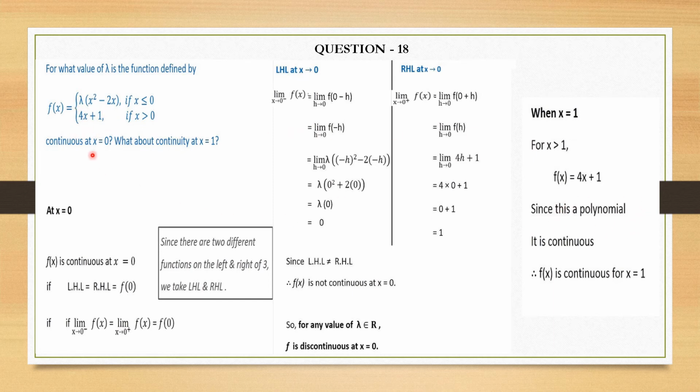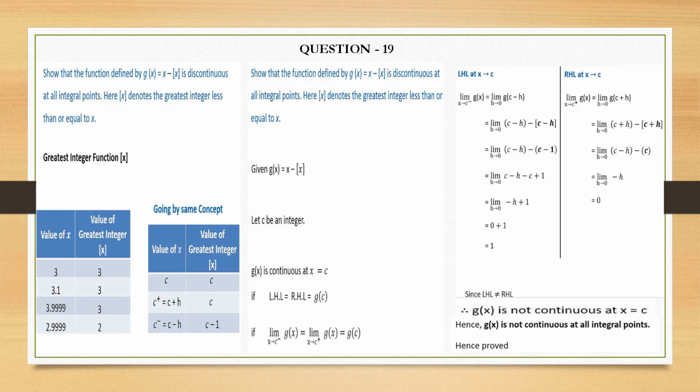So you can check it like for right hand limit and then f of 0. That way also it can be done, and moreover it's a linear polynomial and is continuous at x equal to 1. That means, because here there is no lambda, for any value of lambda this function will behave continuous.